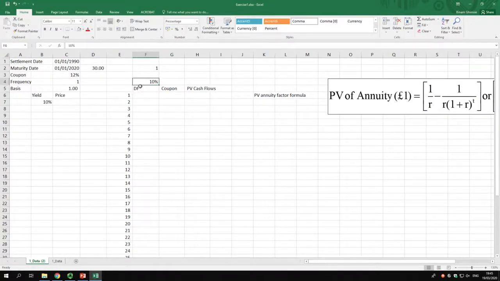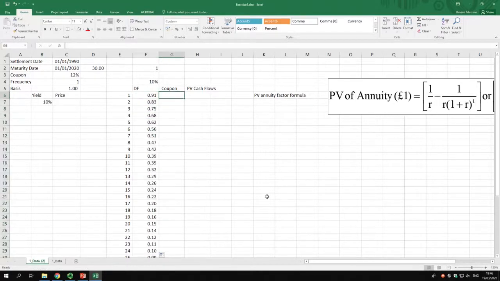Then you would like to find out the discount factor because the yield given is 10%. So assuming it is £1, which is here, divided by 1 plus the rate, which is 10%, to the power of the time. And do not forget what you need to lock: the £1 and the yield rate. Okay, so now you've got all the discount factors here, which are 0.91, 0.8, and then 0.7, and so on.